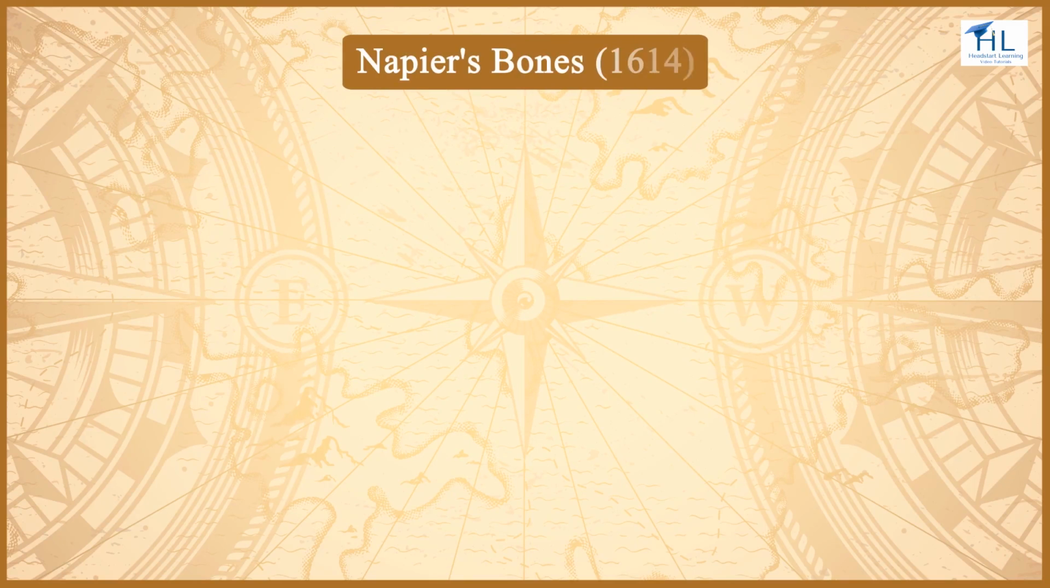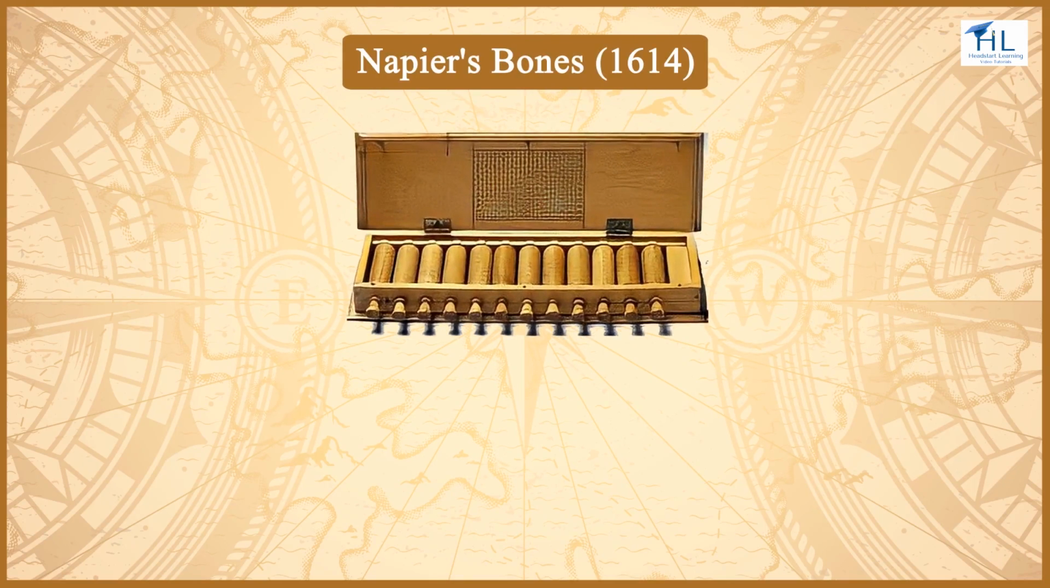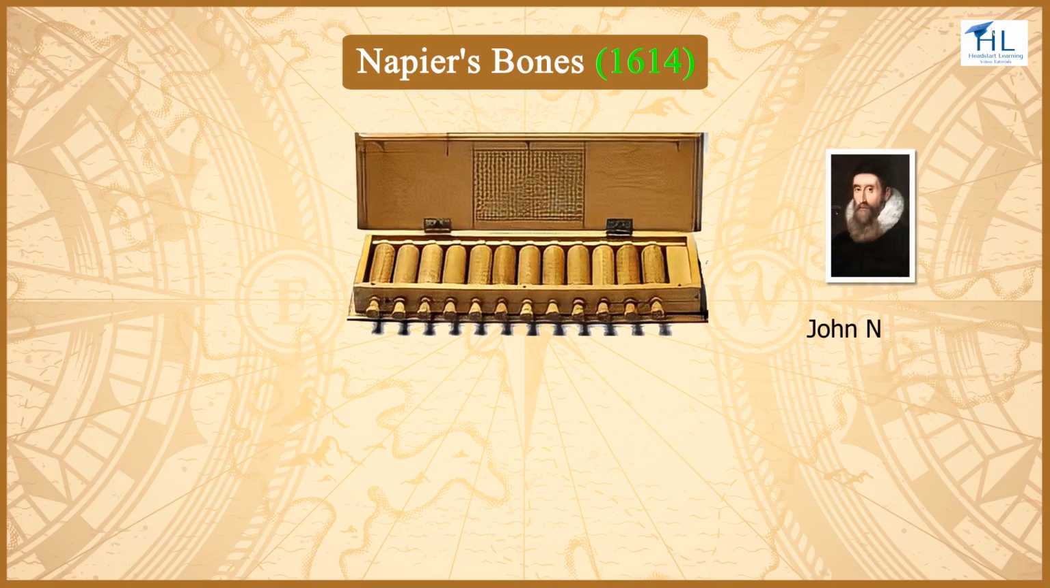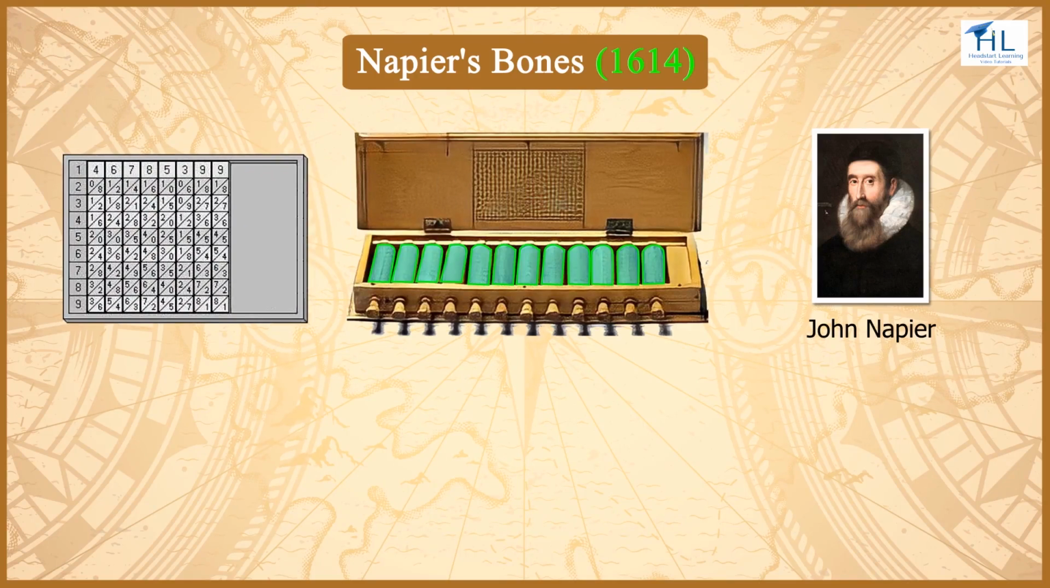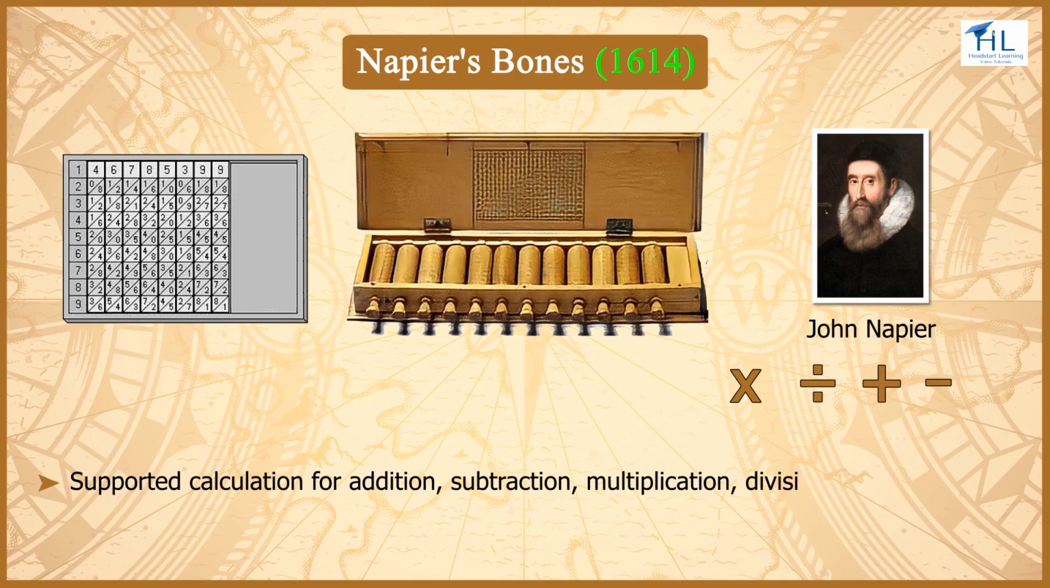Another calculating device called Napier's bones was developed in 1614 by a scientist named John Napier. Napier's bones was a manual calculating device using strips of ivory or other types of material that were divided into sections. The sections were marked with numbers or digits and were used primarily for multiplication and division. Besides multiplication and division, Napier's bones also supported calculation for addition, subtraction, and square root.